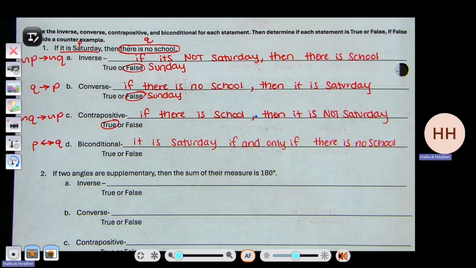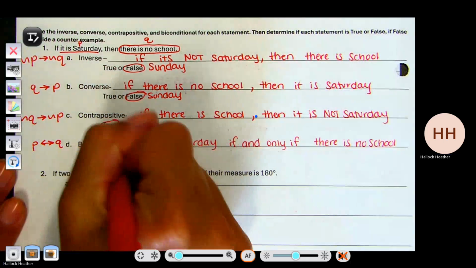It is Saturday if and only if there is no school. True or false? What did we say? True. True. It is true.